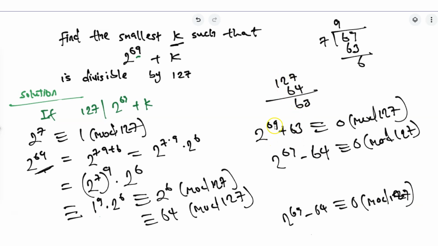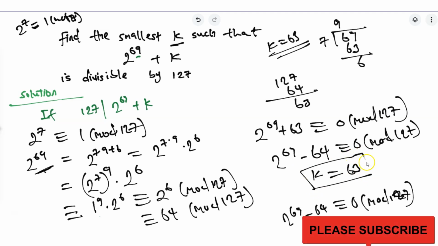So this means that k equals 63 is the smallest k possible. Notice that we used the smallest n for which 2 to the power of n is congruent to 1 modulo 127. This 7 was the smallest possible n. That guarantees that k is the smallest possible. 63 is the smallest possible k for which this relation is true. So that means our answer is k equals 63, and that settles everything.